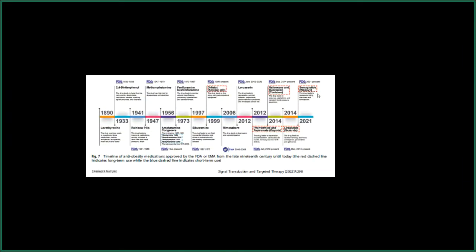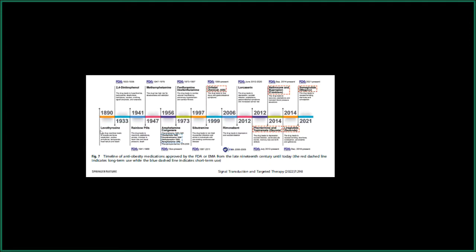So this is the list of what happened over the years from trying. Levothyroxine was the first weight loss drug that was used, in 1890. And now we have semaglutide that is approved for use. Then you have Contrave that has been approved. Then you have Qsymia.